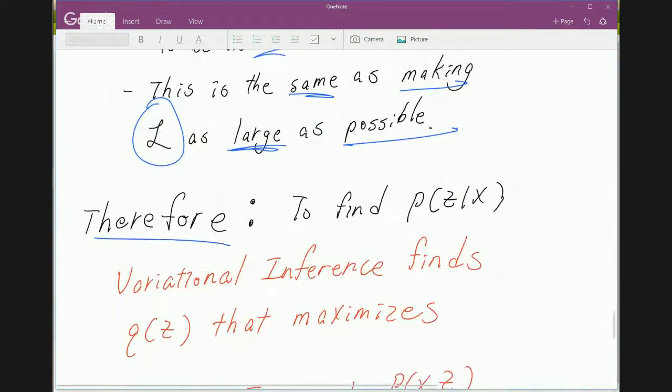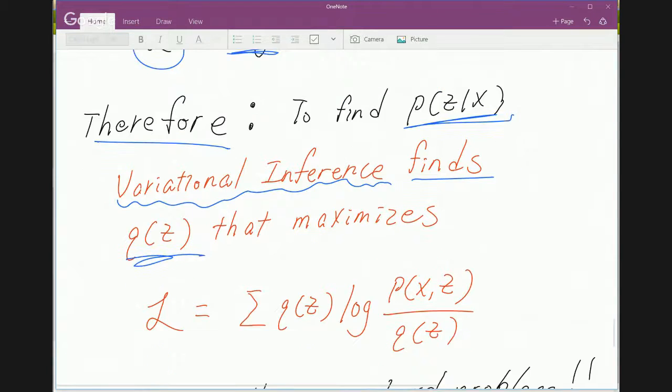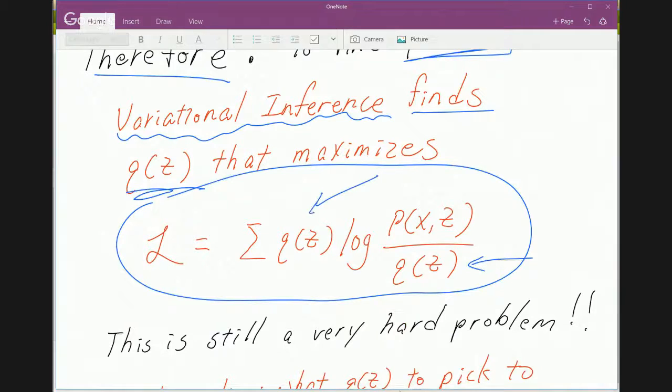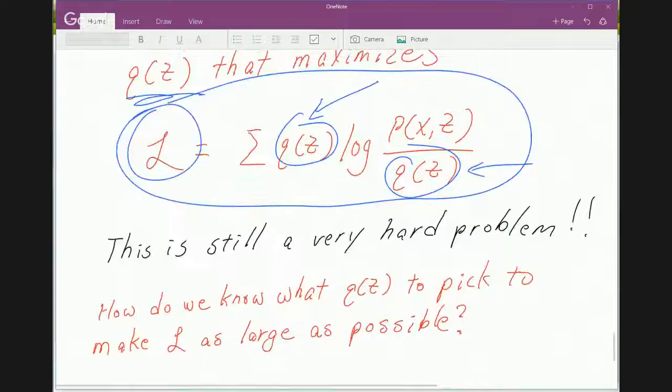to find the conditional using variational inference, variational inference finds Q of Z that maximizes the lower bound. That's the point. We are trying to find this. The goal of variational inference is to find this Q of Z that maximizes this bound here. Okay? Well, this is actually still a very hard problem. Like, how do you go about finding this?